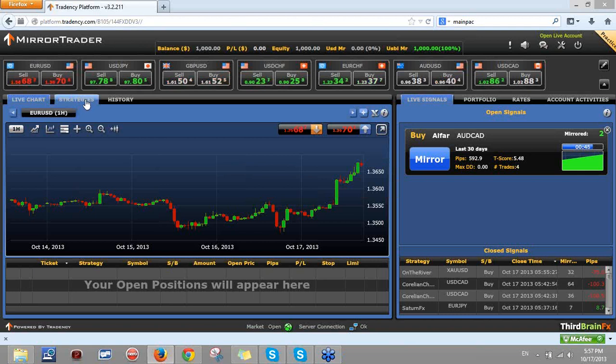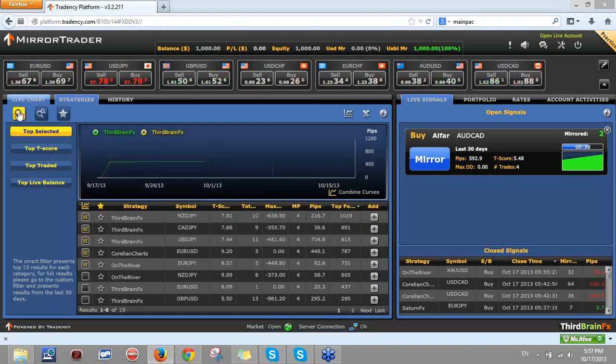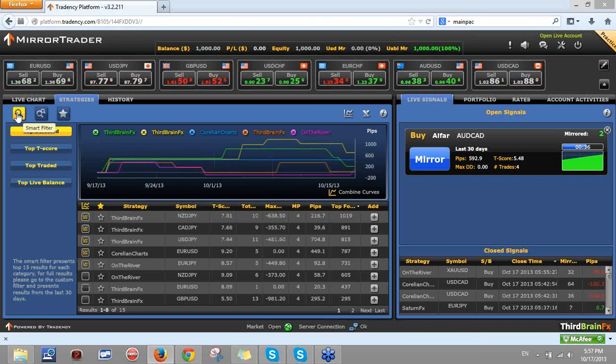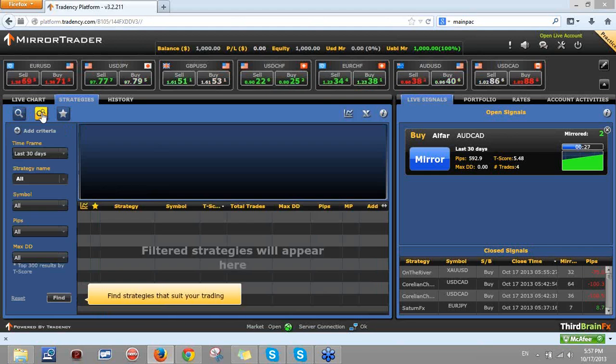The most important tab that we need to look at today is the strategies. Click on the strategies, please. You will see that we have two different filters, Smart Filter and Custom Filter. For the moment we'll have a look at the Custom Filter because this is the most important thing and the easiest and the proper way to choose strategy.